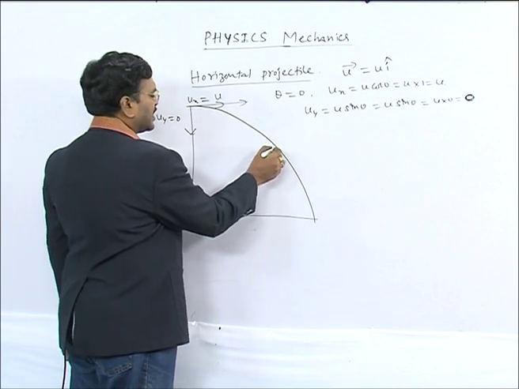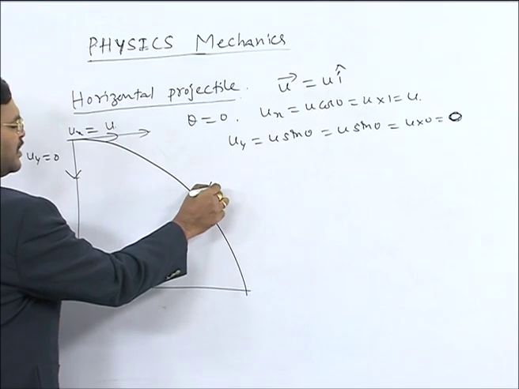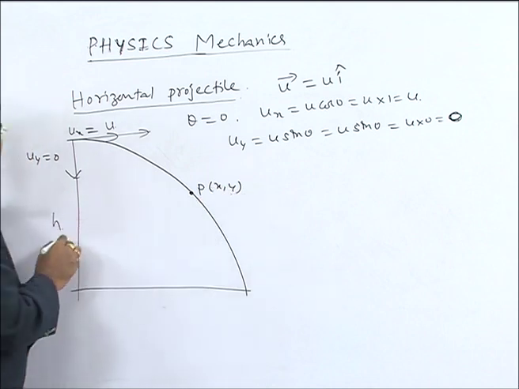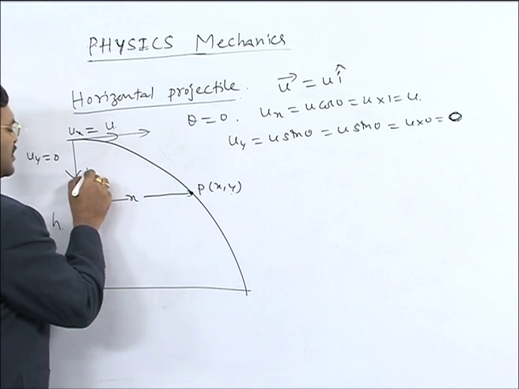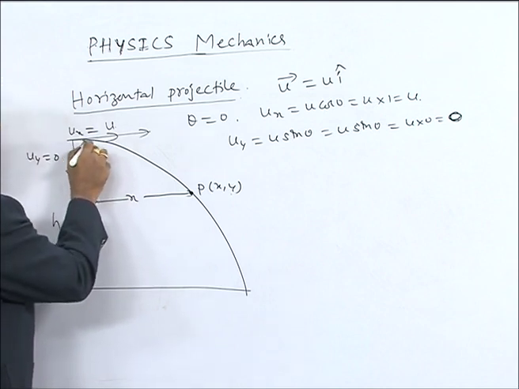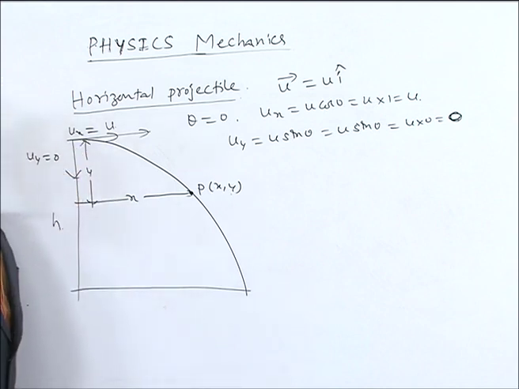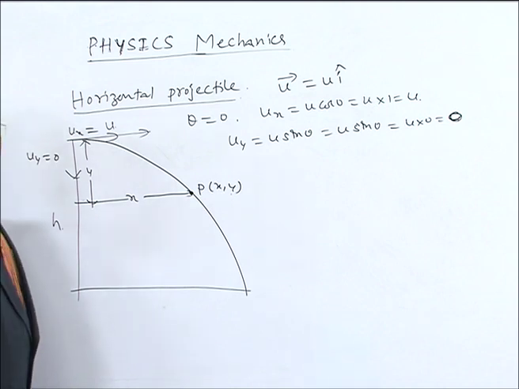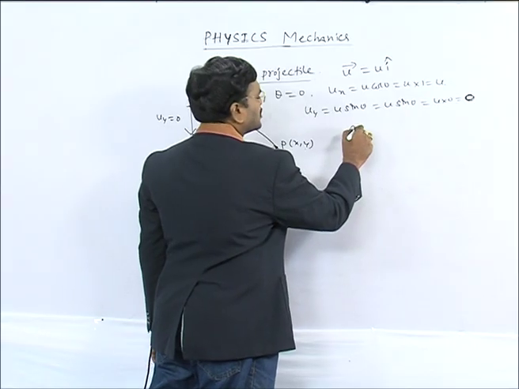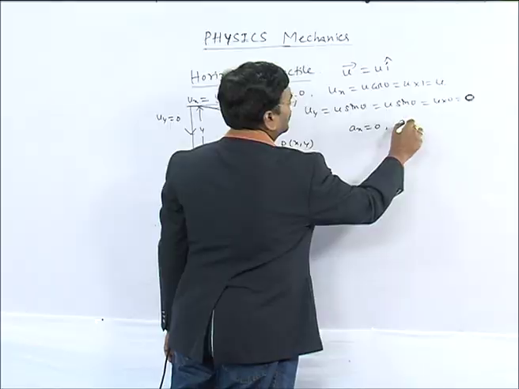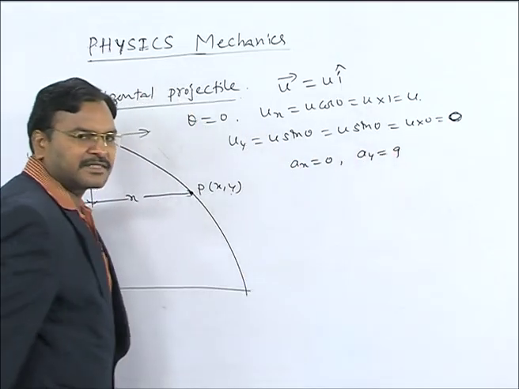Suppose the body reaches point P after time t seconds. At that time, what is the horizontal distance? X is the horizontal distance, y is the vertical distance, like this. We derive the relationship between x and y. Now, we calculate the displacement of the projectile. In horizontal direction we know the velocity, ax is 0, and ay is equal to g, downward direction we take as positive.